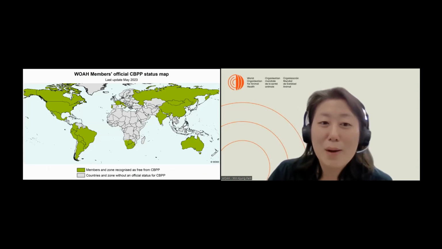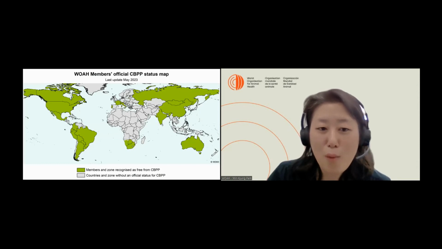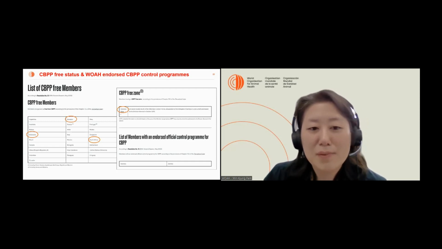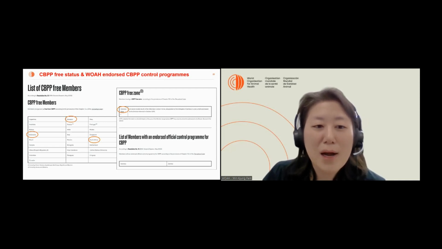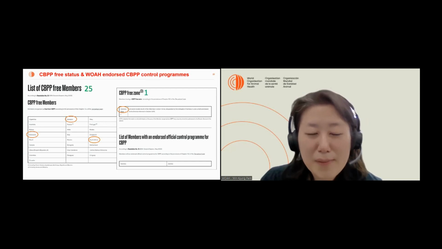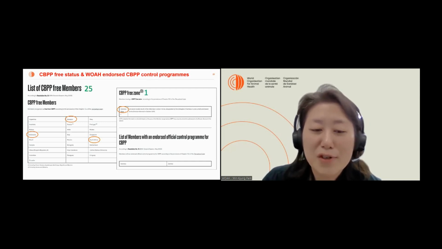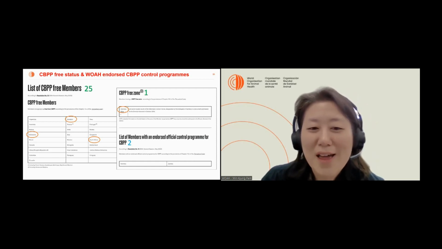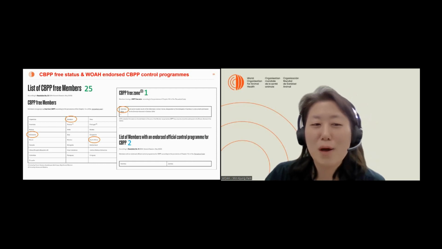So on the WOAH website, you see this map showing the members and zones currently having official recognition by WOAH, and the list of members free from CBPP and having an endorsed control program by WOAH. And you can see that there are a total of 25 members currently having a CBPP free status. The ones in circles are showing the countries of Africa. Namibia is the only country having a CBPP free zone. And you see there are two countries, Namibia and Zambia, who just presented today as well, having their CBPP control program endorsed by WOAH.